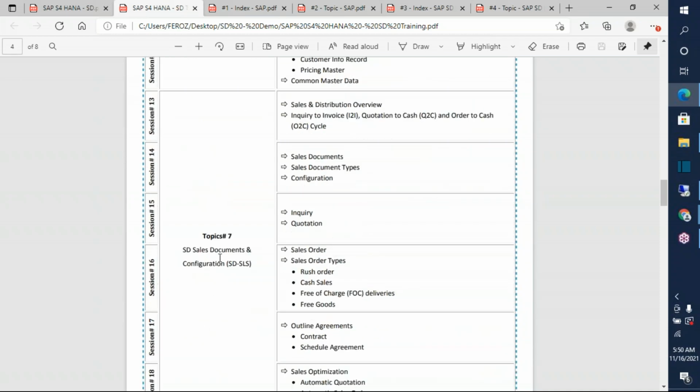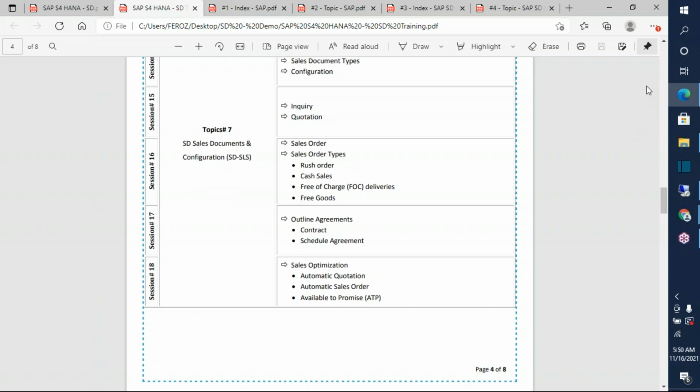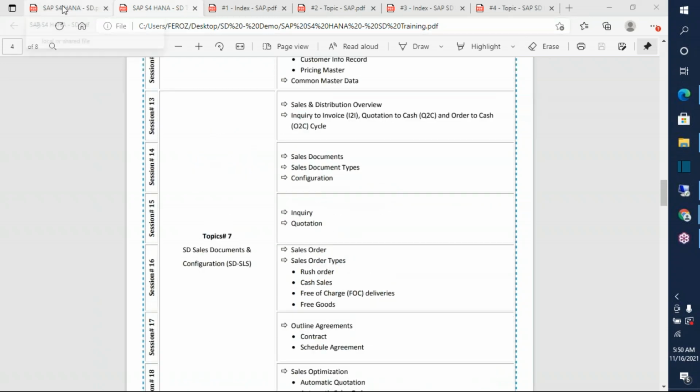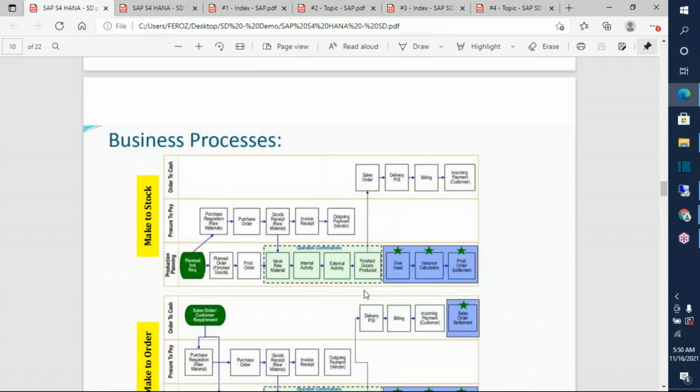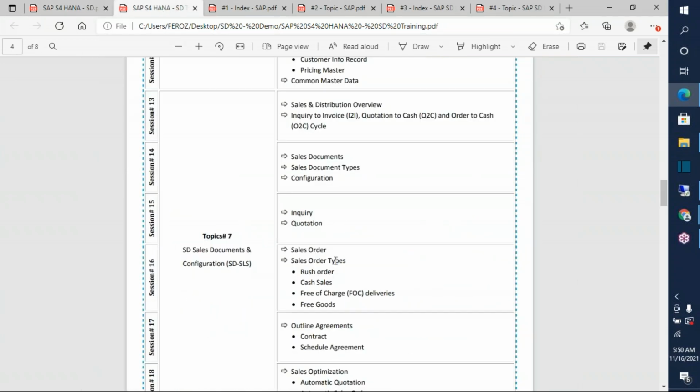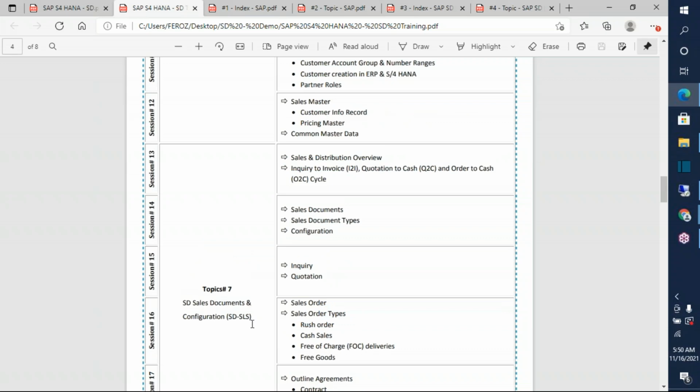After understanding the SD master data, we will start with SD sales documents and configuration. In this, first we will try to understand sales and distribution, what it is from the sales and distribution domain point of view. Okay, and then we will be discussing different cycles like inquiry to invoice, quotation to cash, and order to cash.